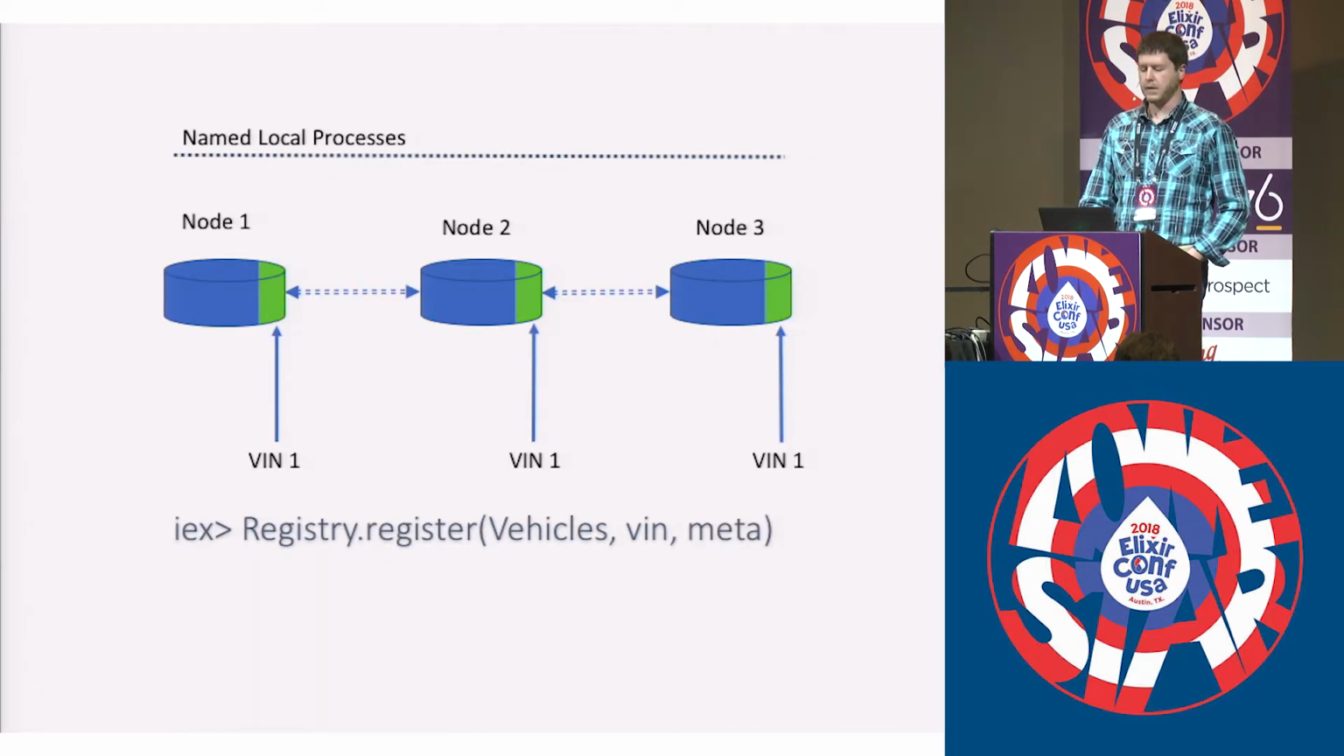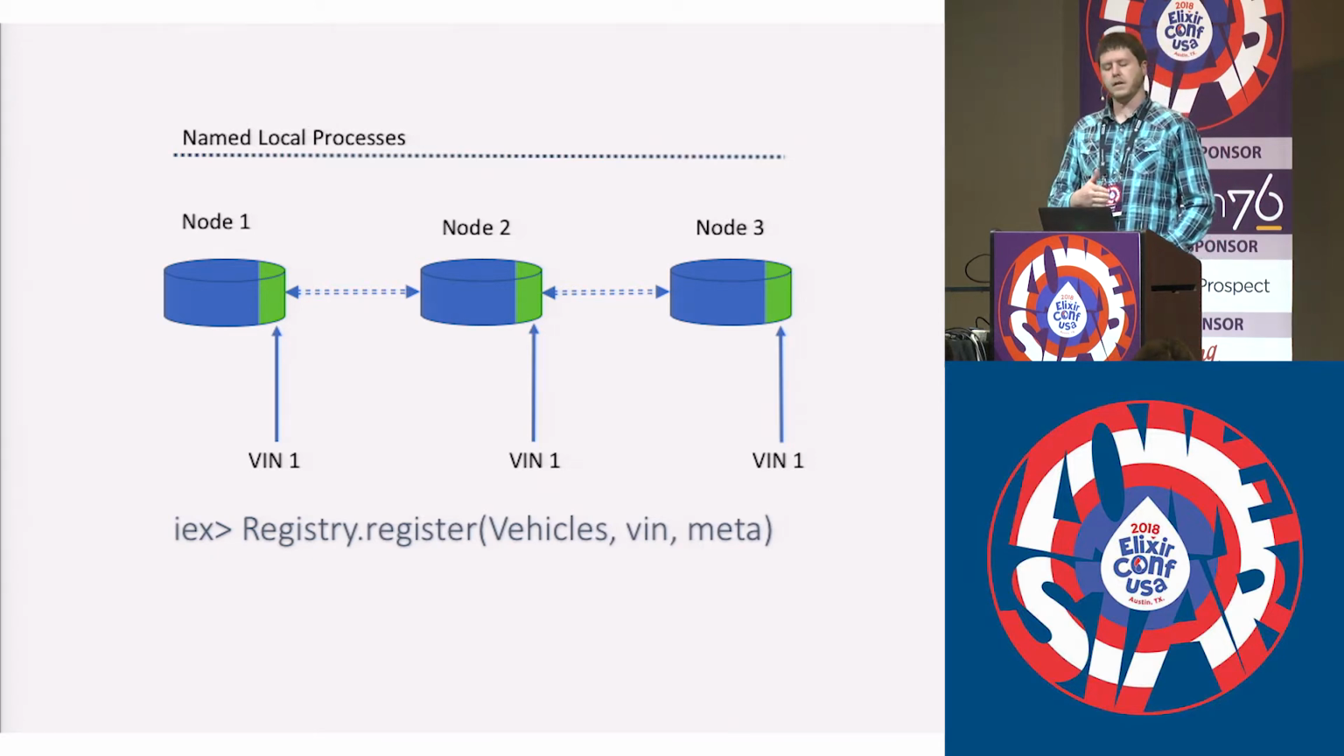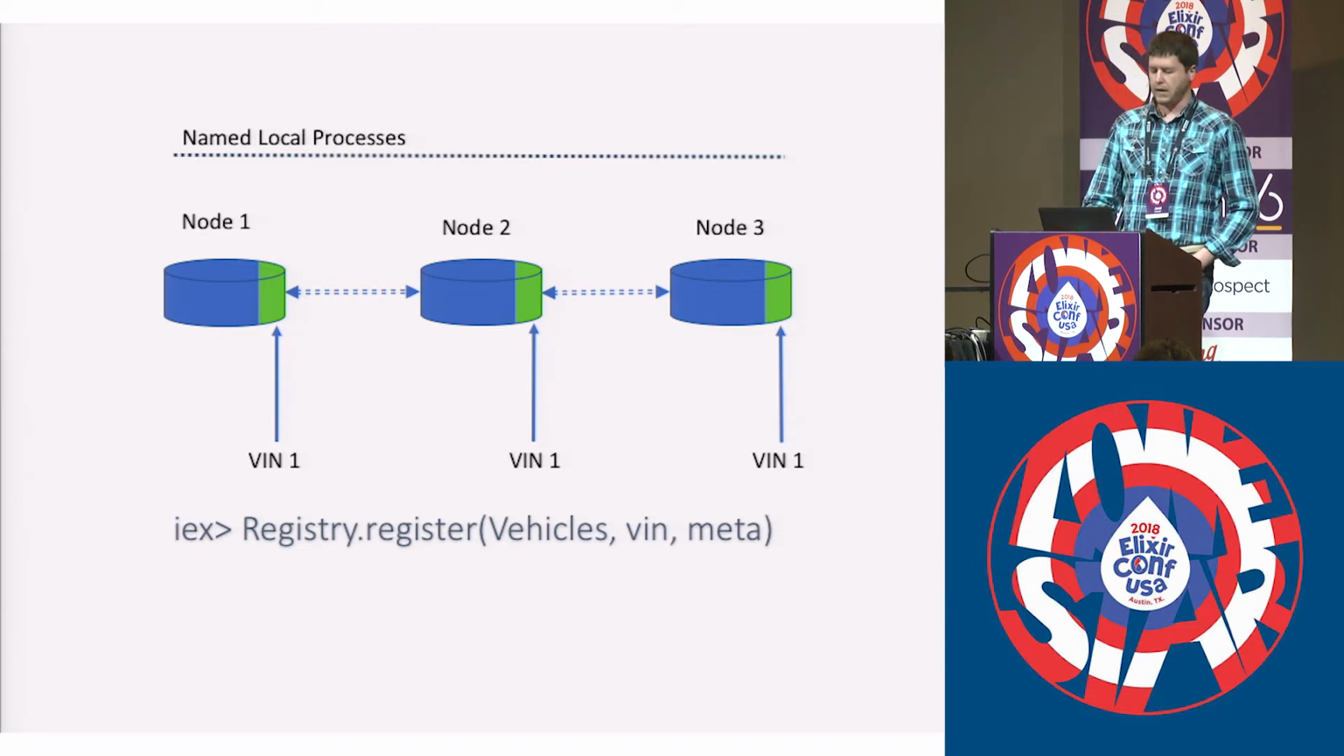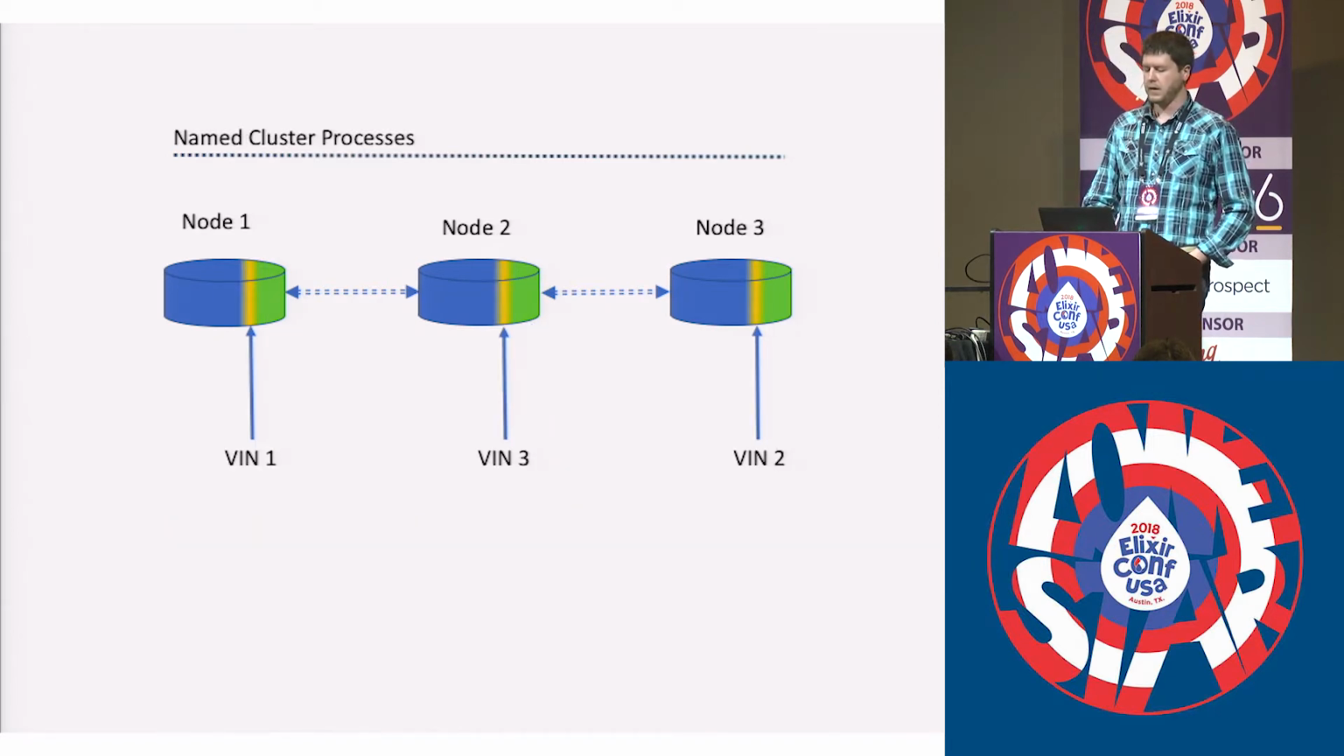So then you end up looking like this. You've got this on every node, and it works great. Maybe you have a write-through cache or something, and that's fine. So you see we've got processes identified by VINs. So you've got VIN1 on every node. And that's good, but what if we could get to this?